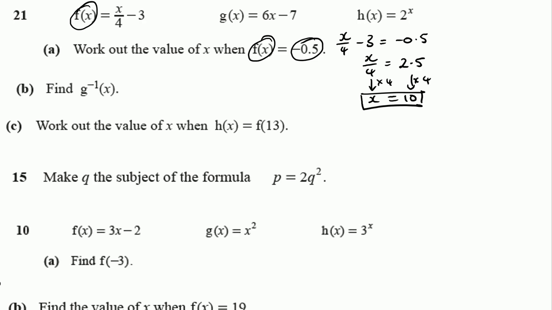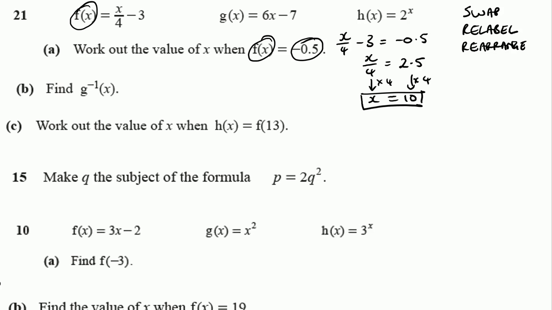Now we're asked to find the inverse function of g. Now to find an inverse function, we're going to swap the x and the g of x. We're going to relabel the g of x as g inverse. And then we're going to rearrange until g inverse is the subject.